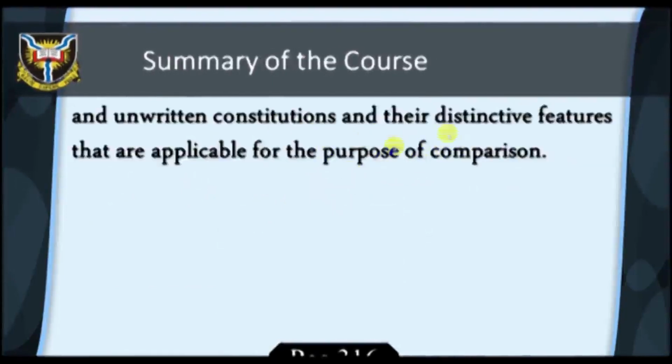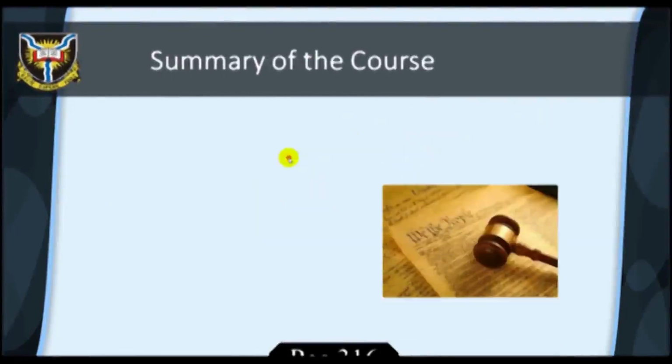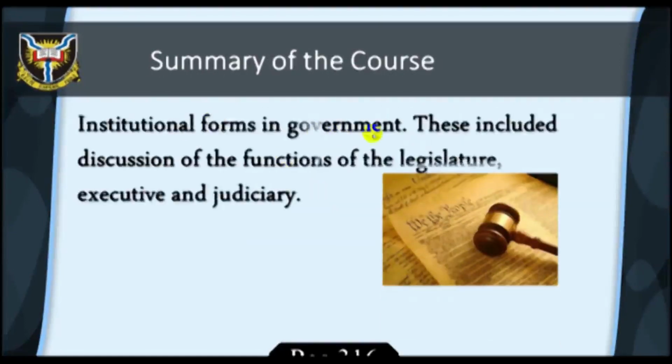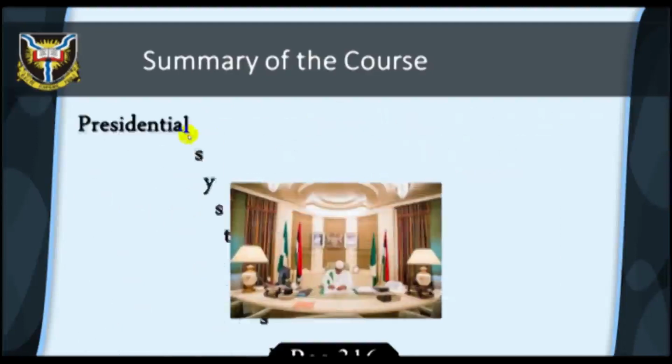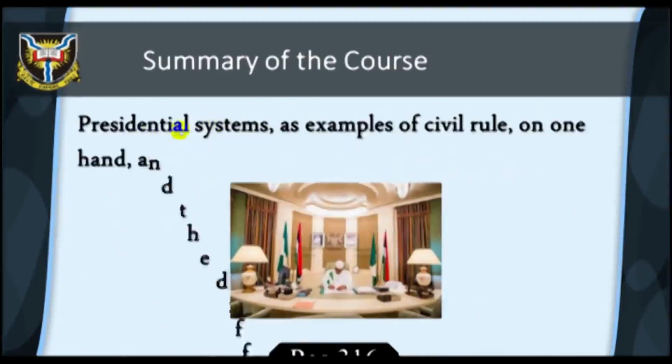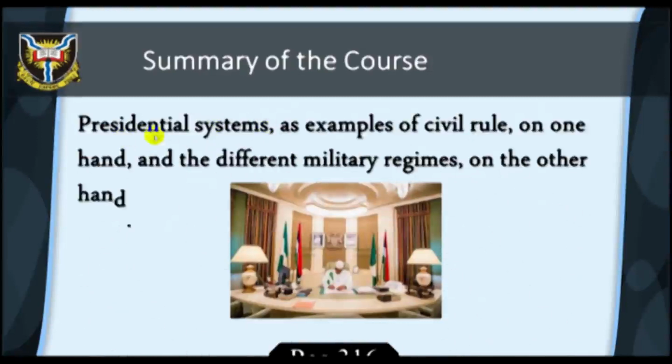In the 9th lecture, we examined and analyzed institutional forms in government. This included discussion of the functions of the legislature, executive, and judiciary. Meanwhile, from Lecture 10 up to 14, we concentrated our focus on Nigeria by applying the knowledge acquired in the earlier lectures to discuss the country's specific experiences under the parliamentary and presidential systems as examples of civil rule on the one hand and the different military regimes on the other hand.